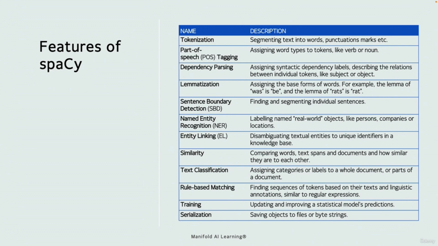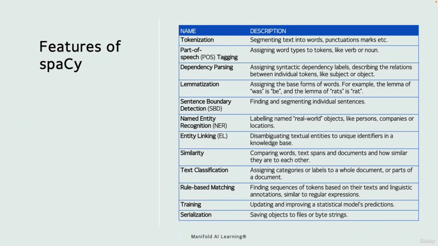So when I say dependency parsing, it's about assigning the syntactic dependency labels describing the relationship between my individual tokens, like the subject or the object. And spaCy has an ability for lemmatization as well. As you know already, lemmatization is nothing but getting the base form or the root form of the word. So this will help me to get the lemmatized version of my individual tokens.